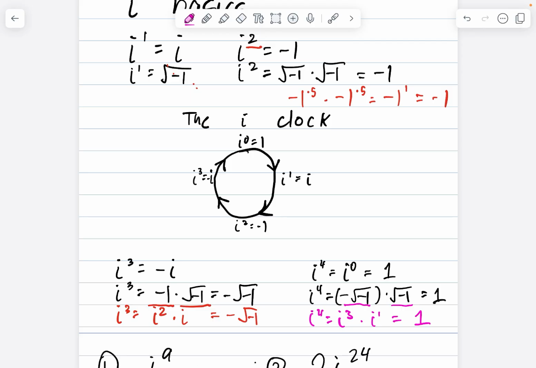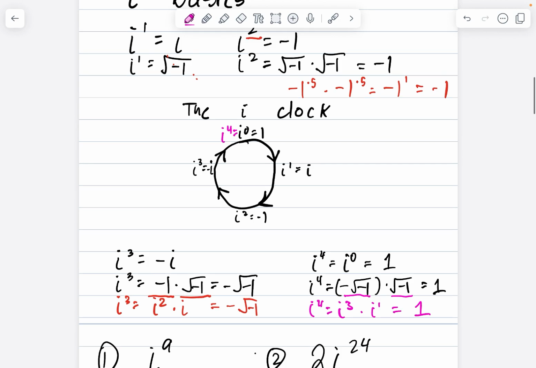And because the powers of i are cyclical, it's called the i clock. Some people find that useful. At 12, you start at 1, i to the 0 equals 1. Then you go to i to the 1, which is i. Then you go to i squared, which is -1. Then i to the third is -i. And the cycle resets, so i to the 4 equals i to the 0, which is just 1. It's a cyclical pattern. It repeats every 4. That's going to be very useful in helping us solve the problems.